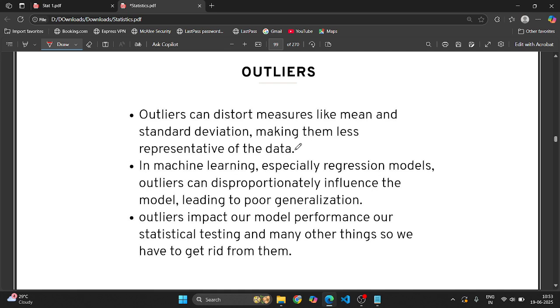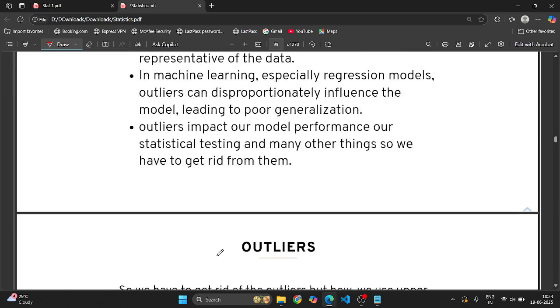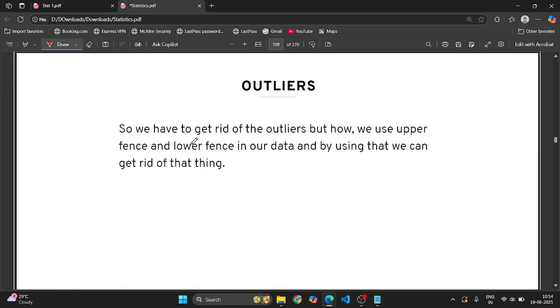In machine learning, especially regression models, outliers can disproportionately influence the model, leading to poor generalization. Outliers impact our model performance, our statistical testing, and many other things. So we have to get rid of the outliers, but how?